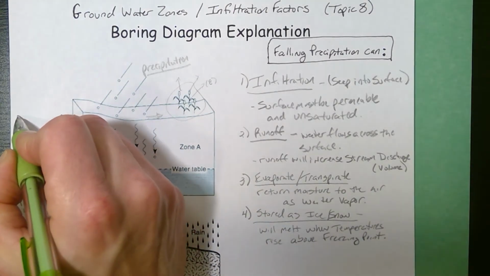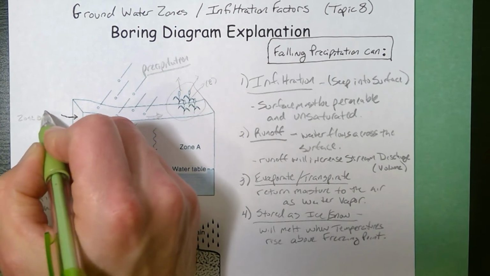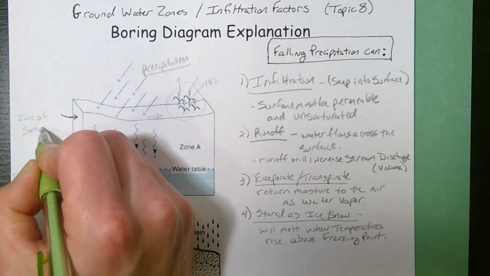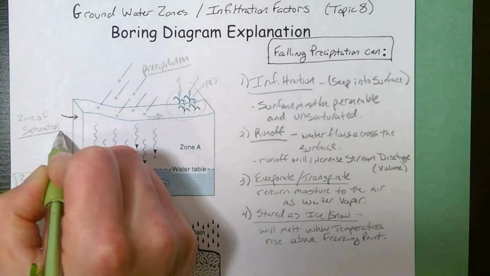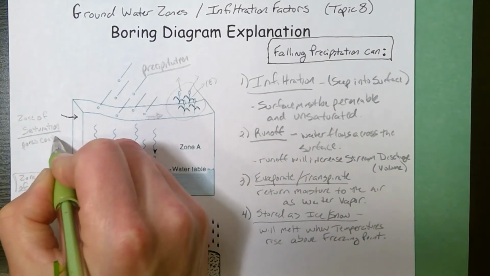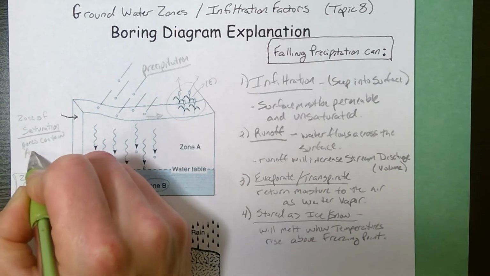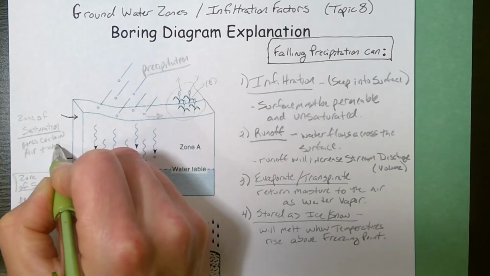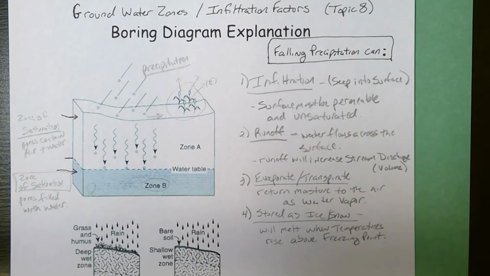The area above it is called the zone of aeration. Within the zone of aeration, the pores contain air and water unless everything is evapotranspired. In the middle of a drought, your zone of aeration could be completely dry because that moisture clinging to the soil particles could evaporate back into the atmosphere.